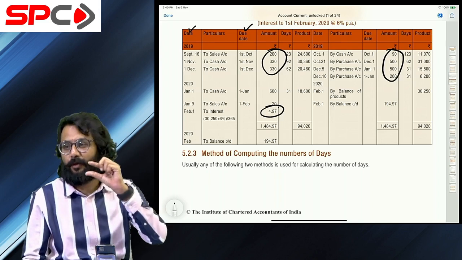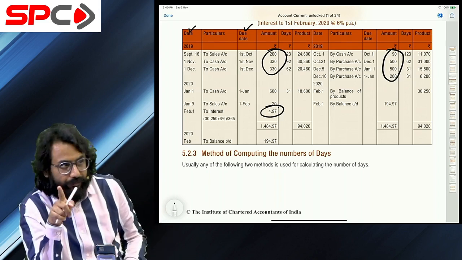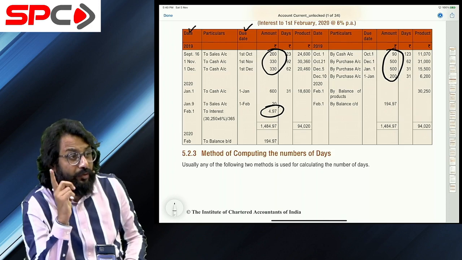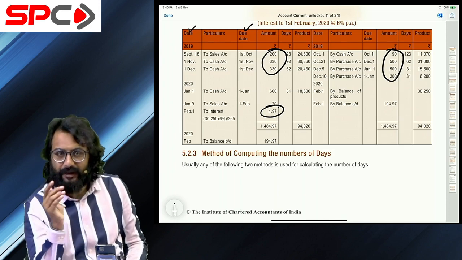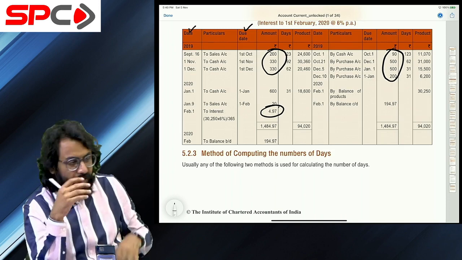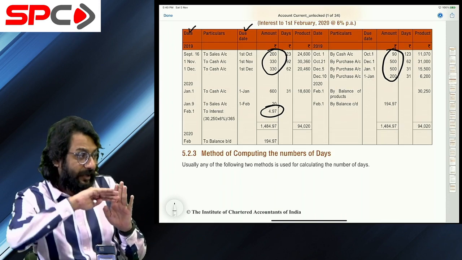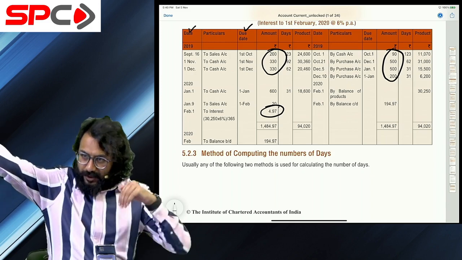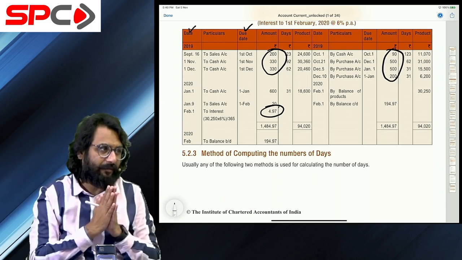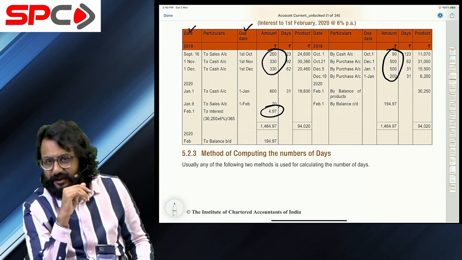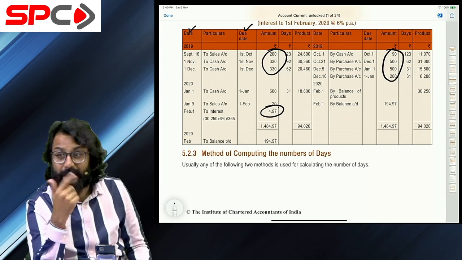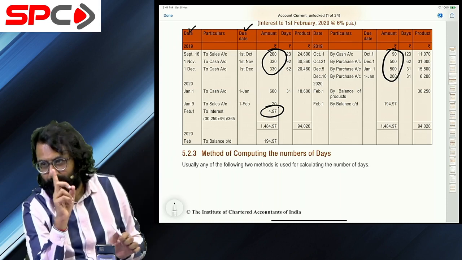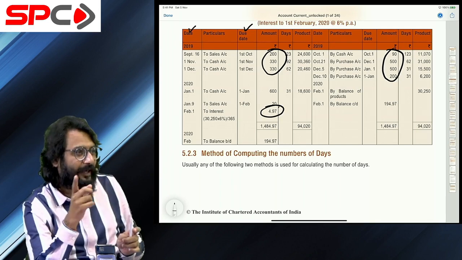Now, there is one special point which I need to tell you. Whenever there is a transaction, you should leave the first day. So, for example, transaction happened today. Ignore today's day and calculate from tomorrow until the year end. Include year end, but ignore the day on which the transaction has happened. Have you understood? So, for example, the transaction happened on 1st February. I purchased goods, sold goods. These are the transactions. So, I will not include 1st February. I'll start from 2nd February.